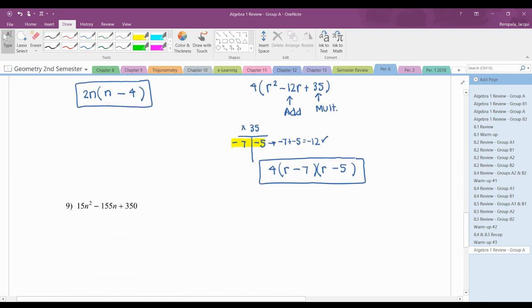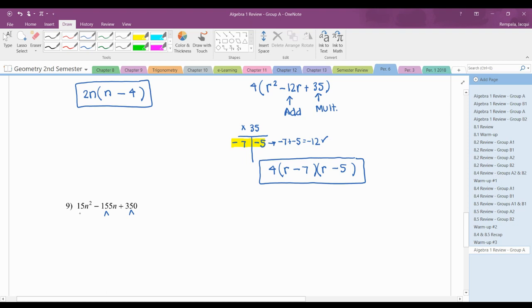Okay, last one here. We have 15n squared minus 115 plus 350. So let's see. I got to look for a GCF. Okay, 15 is the smallest number there. So I'm asking myself, can I multiply 15 times the number to get 155? If I divided those two numbers in your calculator, it's going to turn out to be 10.3 repeating. That means that 15 does not fit with this, and so 15 is not going to be the GCF.